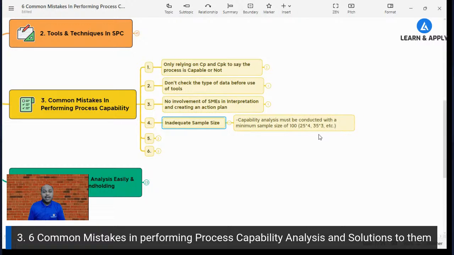So this is again very important because to represent the population for which you are going to perform this process capability analysis, you must have the adequate sample size. So this is the fourth mistake and this is the solution for this.